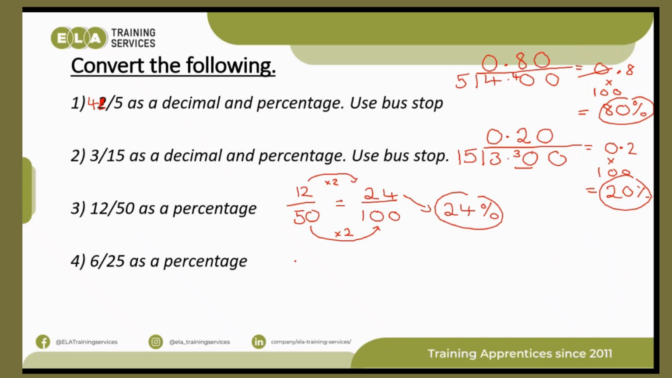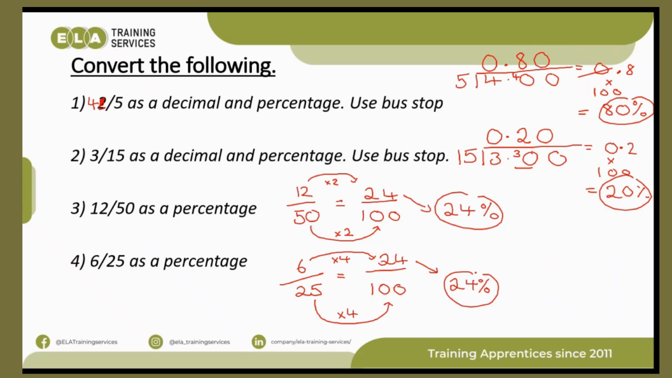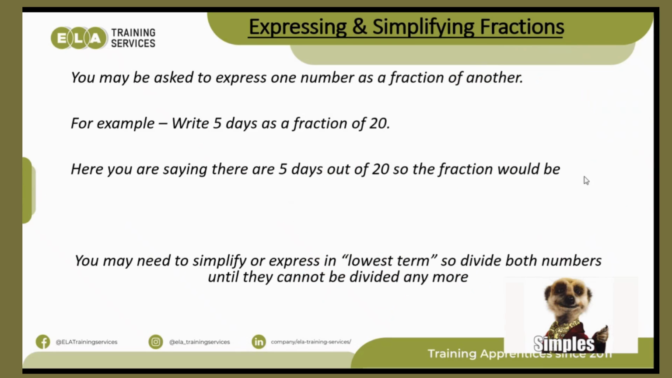And then our second one, 6/25. So we've got 6/25 equals over 100. How do we get from 25 to 100? So 25, 50, 75, 100, we times by 4, and then we do the same to 6, which turns out again to be 24. So our percentage again is 24%. And that is how we convert between fractions, decimals, and percentages. So our next topic for fractions today is expressing and simplifying fractions.